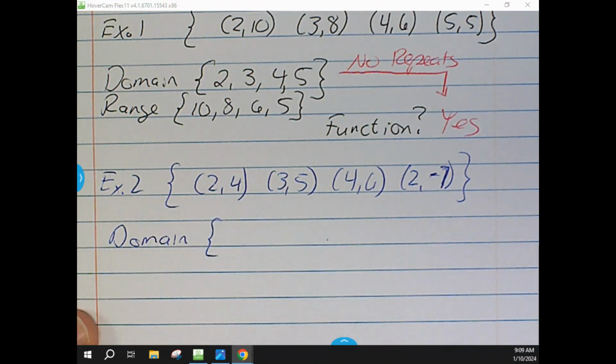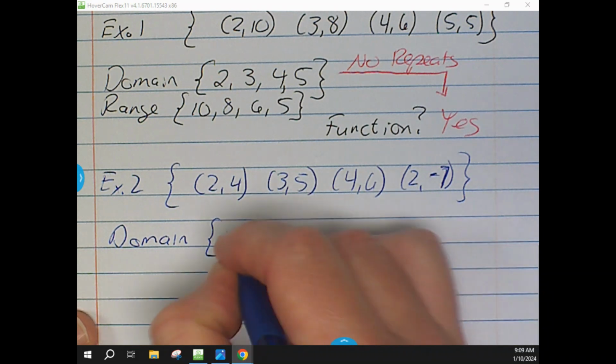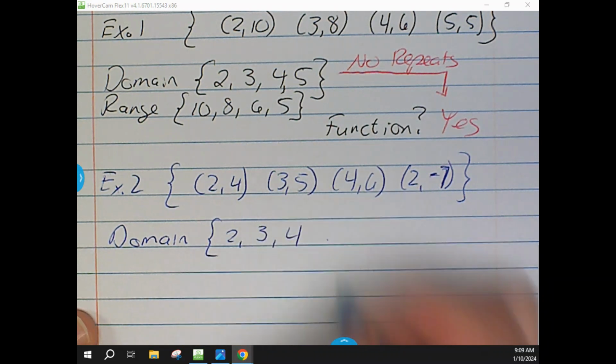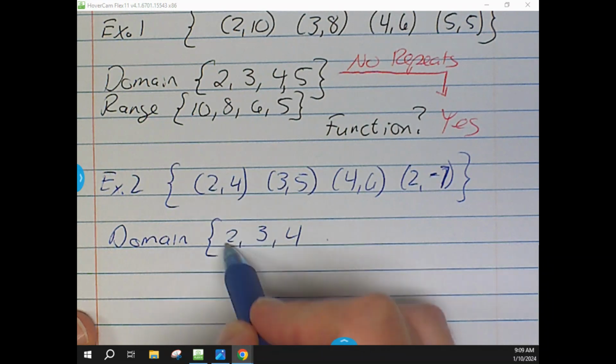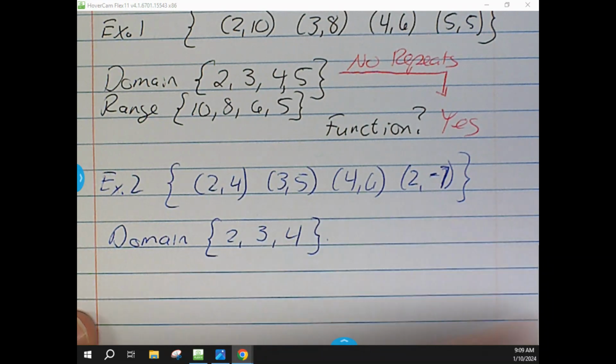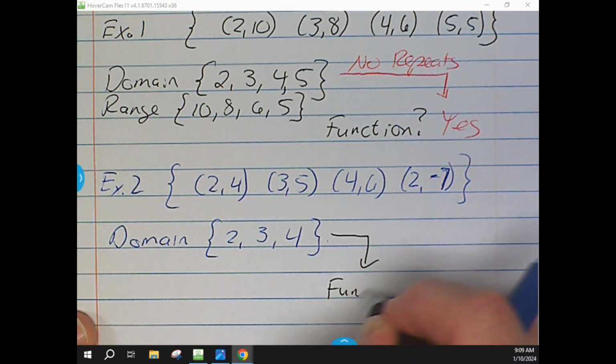Okay, so for your domain, when you start to list those off, that's 2, 3, 4, and then there's that extra 2, right? So you got 2, 3, and 4. And if something repeats, like in this case, you don't have to write it down twice because 2 is already there. So that's representing that 2. It's also representing that 2. And again, as soon as you do that part of it, that's where you can answer it. If this thing is a function or not.